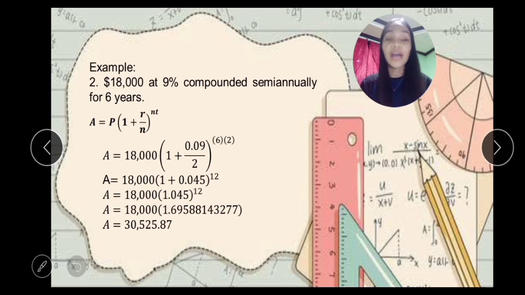1.045 times 1.045 hanggang 12 niya. Sa calculator, madadali na lang siya, itatype mo na lang 1.045 at saka power of 12, at doon lalabas yung result. The result of 1.045 to the power of 12 is 1.695881432... All we need to do is multiply it by our principal, which is 18,000. So 18,000 times 1.695881432 is the result, 30,525.87. So our compound interest in 6 years, eventually, is 30,525.87.